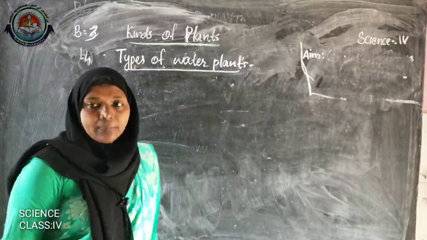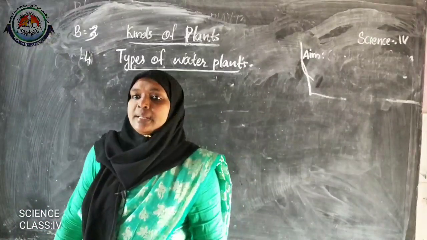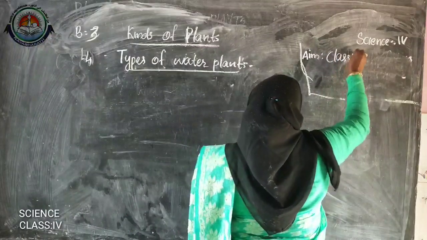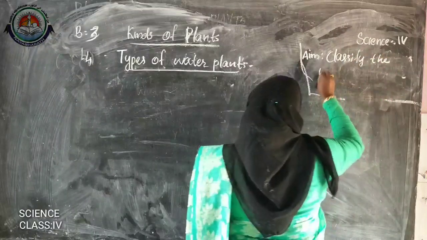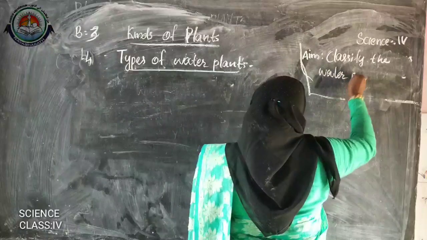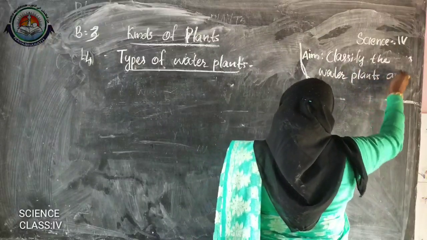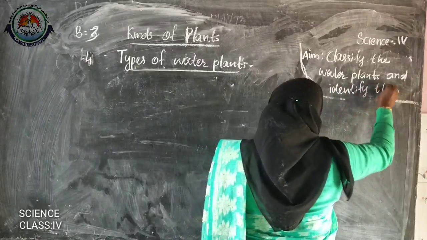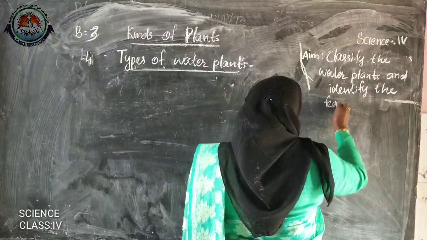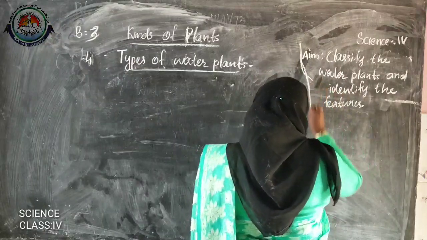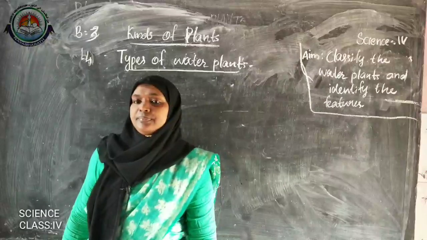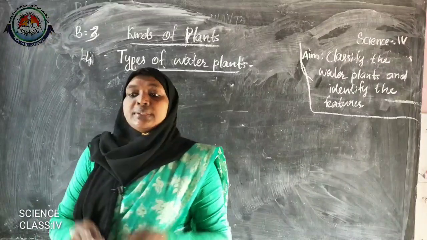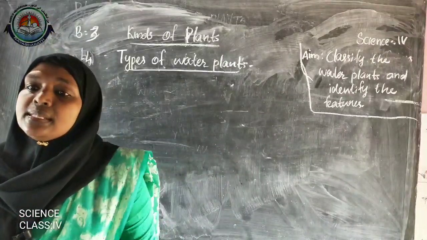Types of water plants. We have to classify the water plants and identify their features. We can classify the water plants into 3 categories. How many categories? 3 categories.